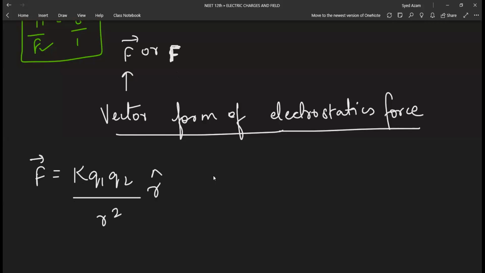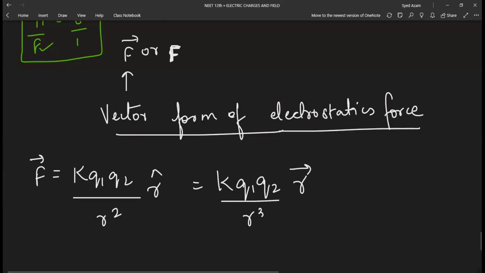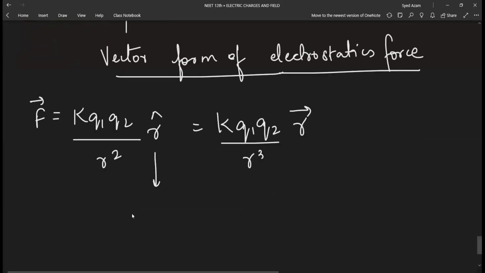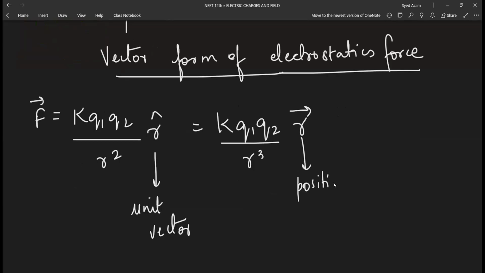Or if you have to write it with the sign, you can write this as K Q1 Q2 by R cube when you are writing the position vector as it is. See, there's a difference between when we write this. This is the unit vector of position, and this is the position vector as it is. In both cases, whether you're writing the unit vector or the position vector, this is written with the sign, which means you don't have to write the magnitude.